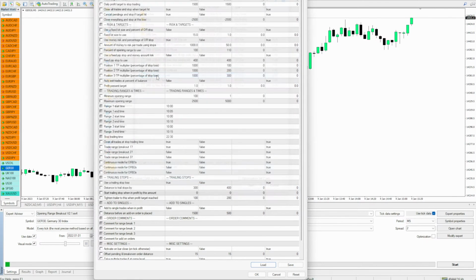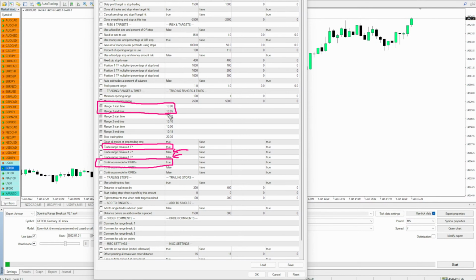So this set file here is literally just going to trade the 5-minute opening range. You can see I've got take range breakout 1 set to true, and 2 and 3 set to false. I've got continuous mode also set to true, and my opening range breakout at 10 and 10:05. So this is going to take the opening range of the 5 minutes and enter it and try to get a trade. And if that trade fails or closes out, it will continue to take those trades.